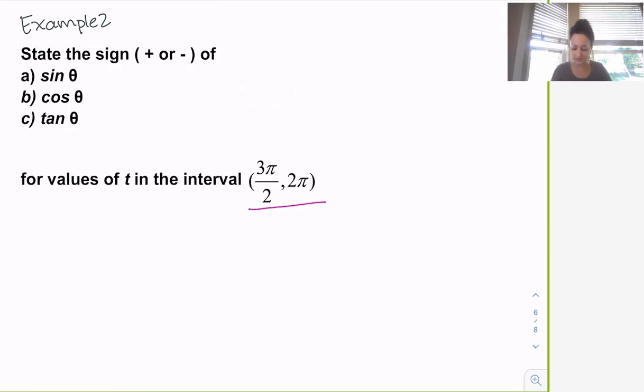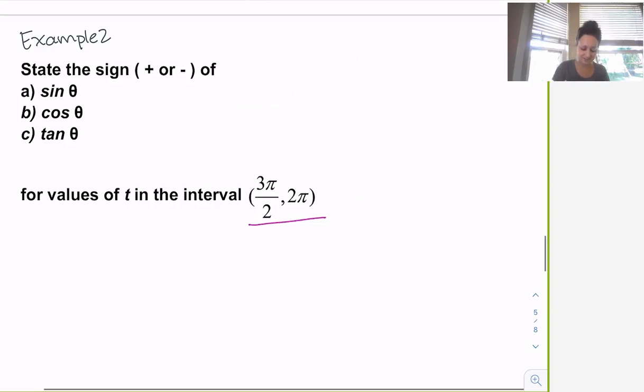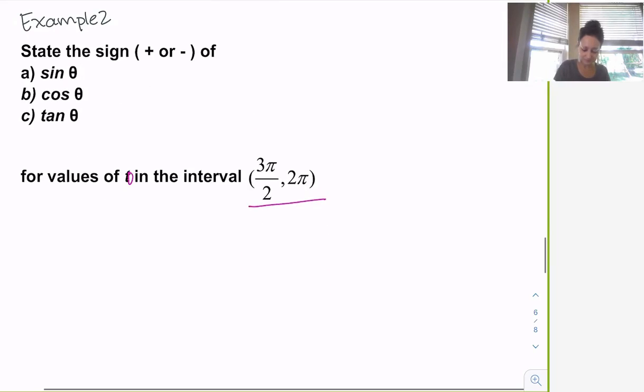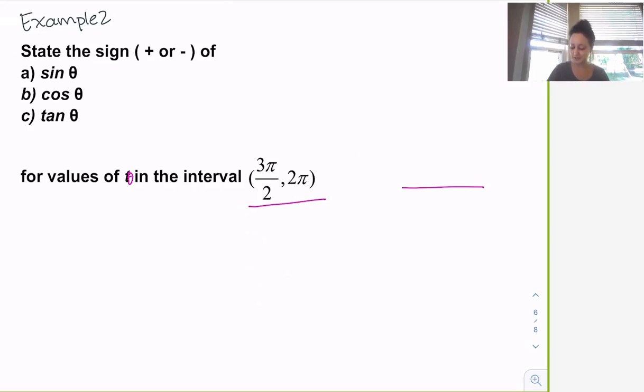All right, so let's try example 2 together. Could you write this interval in your notes? 3 pi over 2 comma 2 pi. And then could you also write sine of theta, cosine theta, tangent theta? All right, so we want to know the signs, either positive or negative, of sine, cosine, tangent of theta, where theta is in the interval 3 pi over 2 to 2 pi. If you'll remember, and you can convert to degrees if you need to, 2 pi is a full rotation, 360, right? But 3 pi over 2, and again, convert if you need to, is 270 degrees. So from 270 degrees to 2 pi radians, or 360 degrees, we are in quadrant 4, okay?